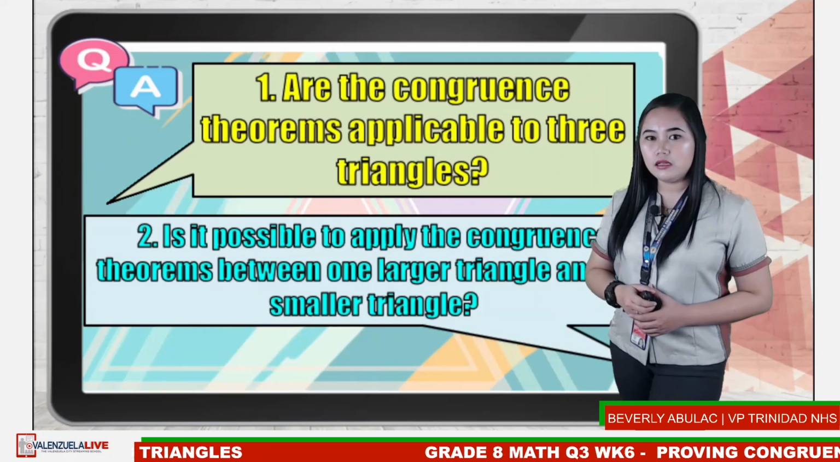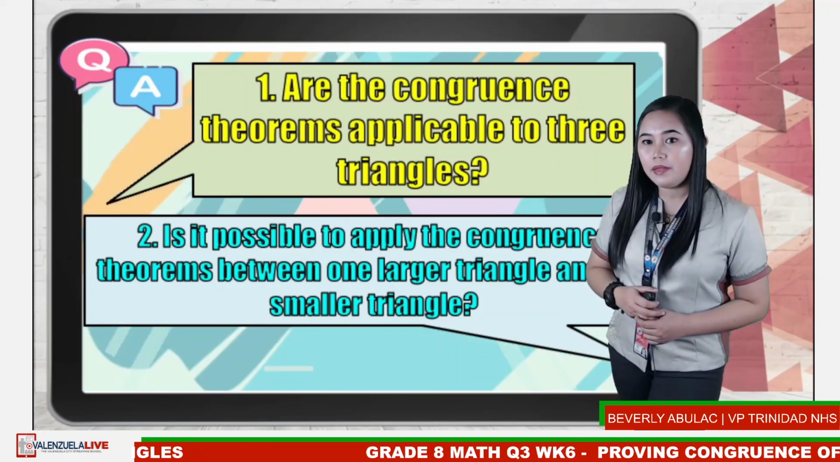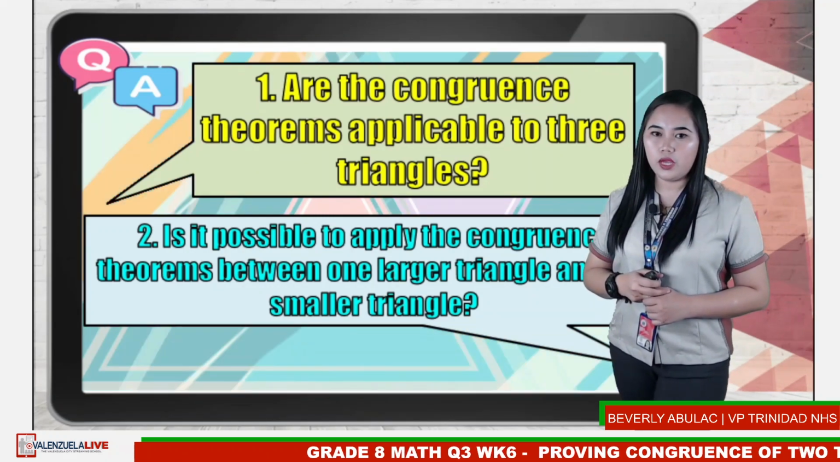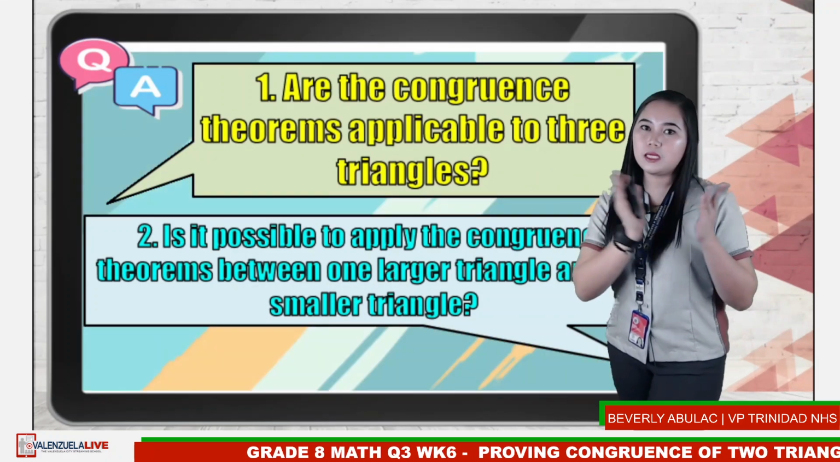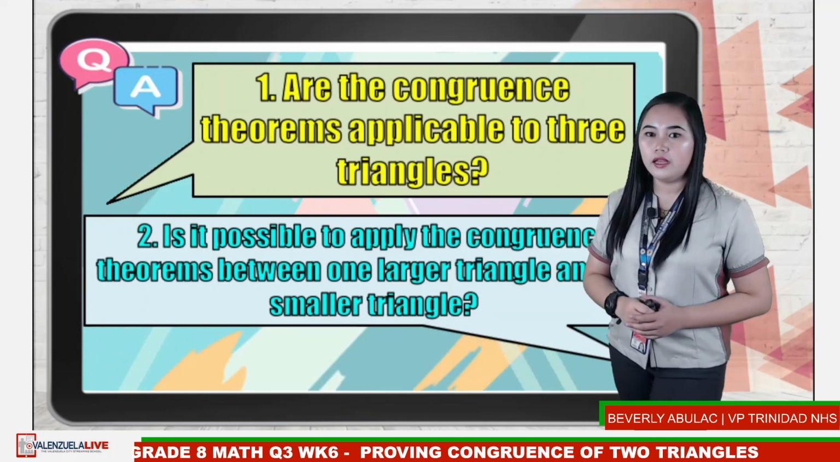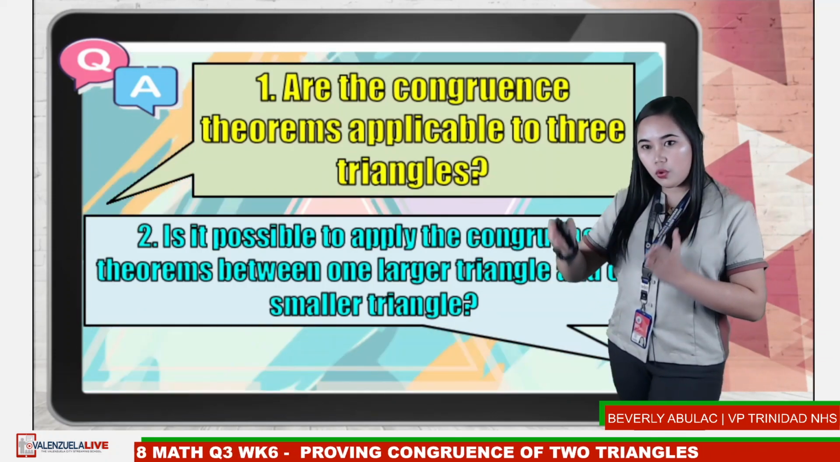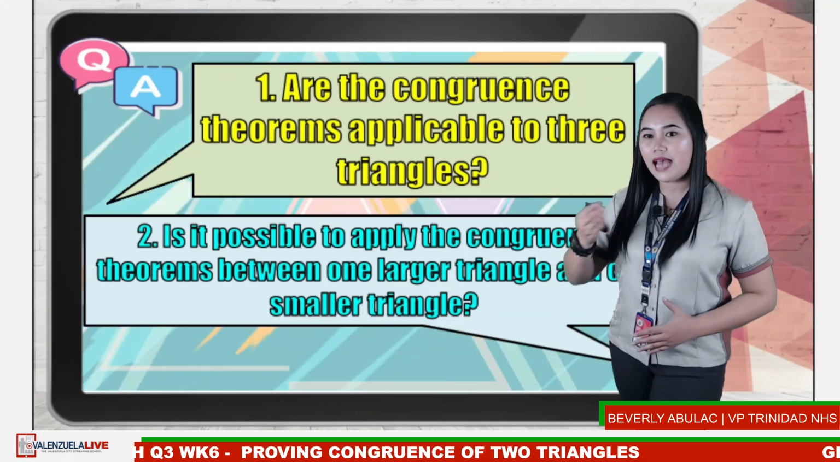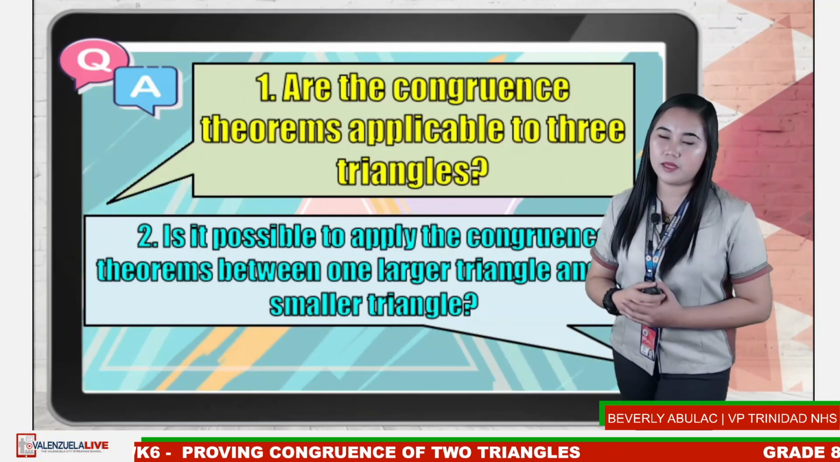The next one is, ma'am, is it possible to apply the congruence theorems between 1 larger triangle and 1 smaller triangle? The answer is no. Again, when we say congruent triangles, they must be the same size and the same shape.